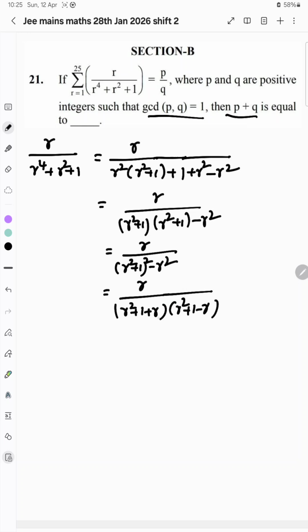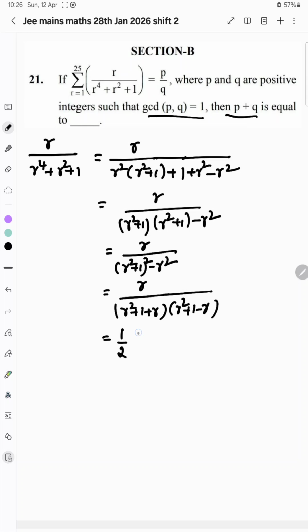Now if you observe the denominator, two terms are there, their difference is exactly 2r. Here plus r is there, here minus r is there, remaining term as it is, right? So their difference is 2r. If we make the difference the numerator, then we can get the difference of these two terms clearly. So 2r is required. For that purpose we can multiply and divide with 2.